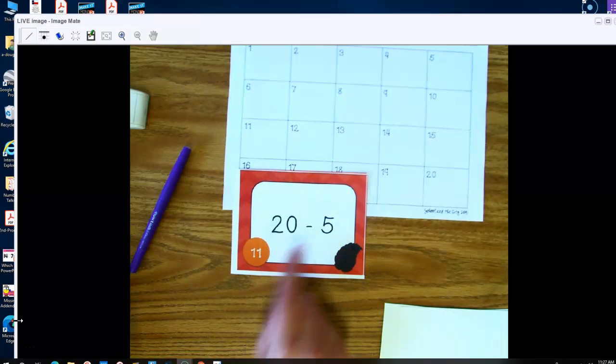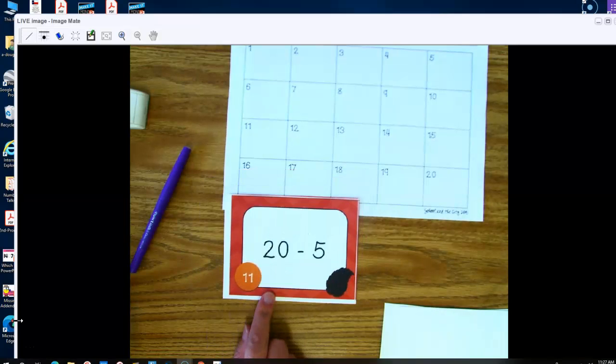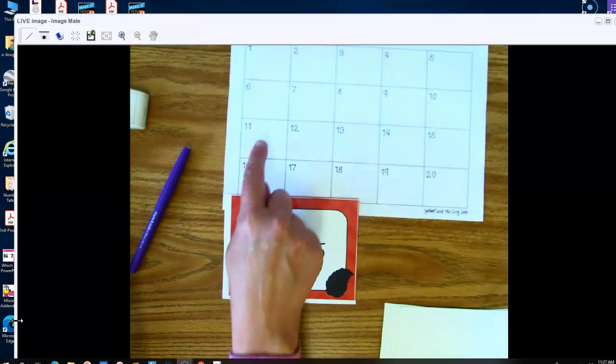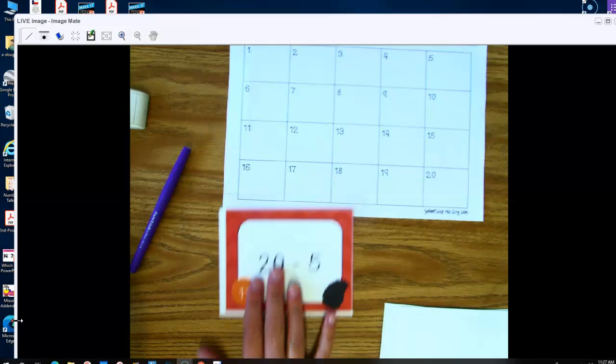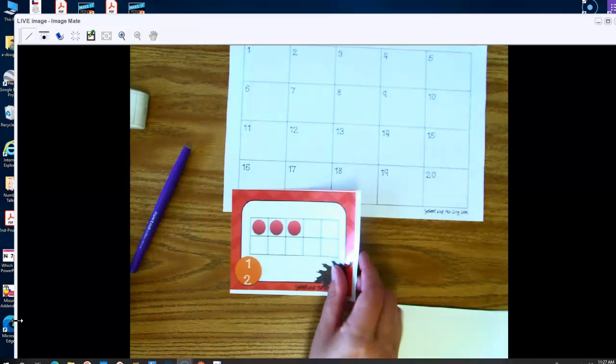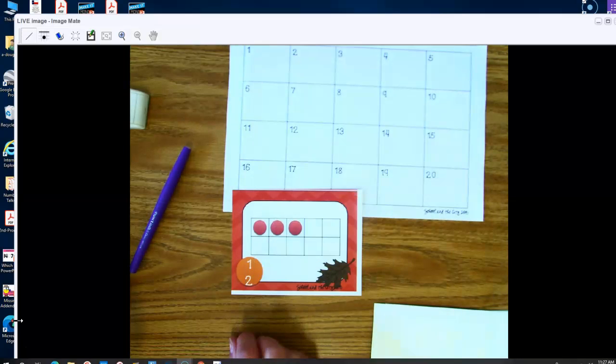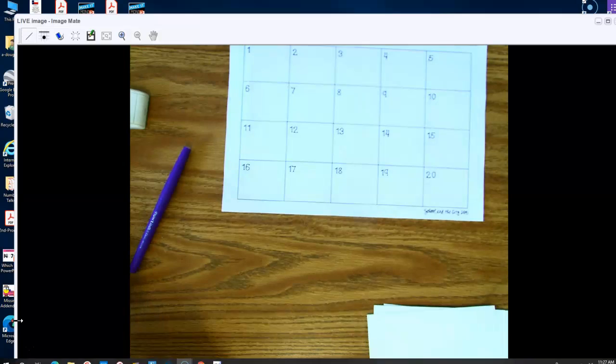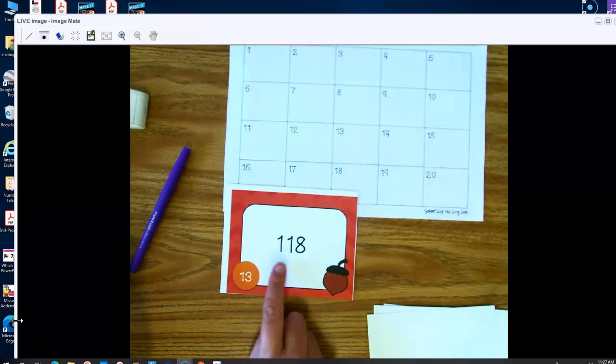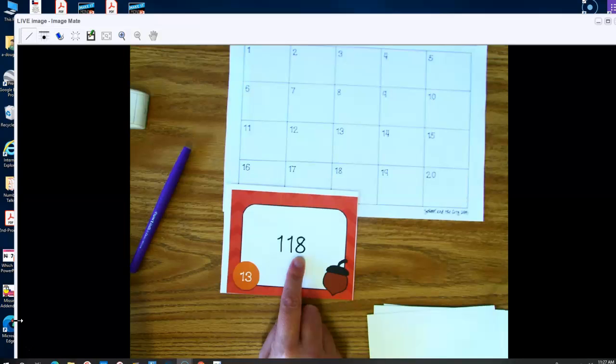20 take away 5 is 15. 15 has a 5 in the 1 spot. The number 5 is odd, so number 11 is odd. 12, do we see 3 here? So 3 is an odd number, so number 12 is odd. 13, 118, there's an 8 in the 1 spot. So number 13 is even. 8 is an even number.